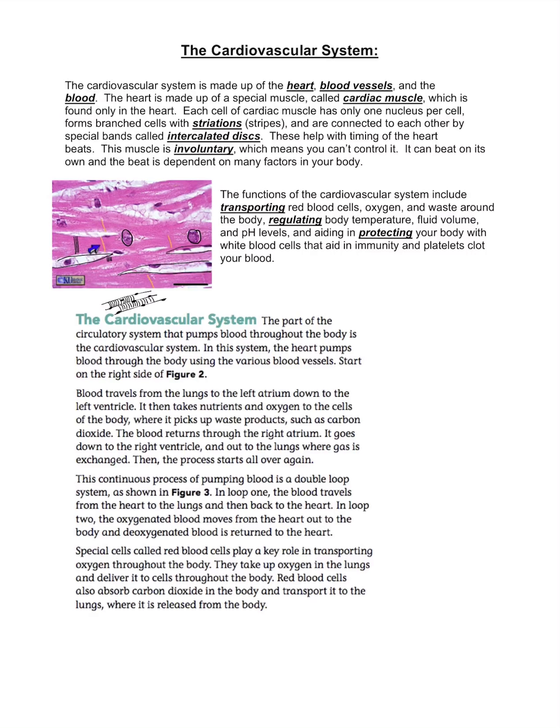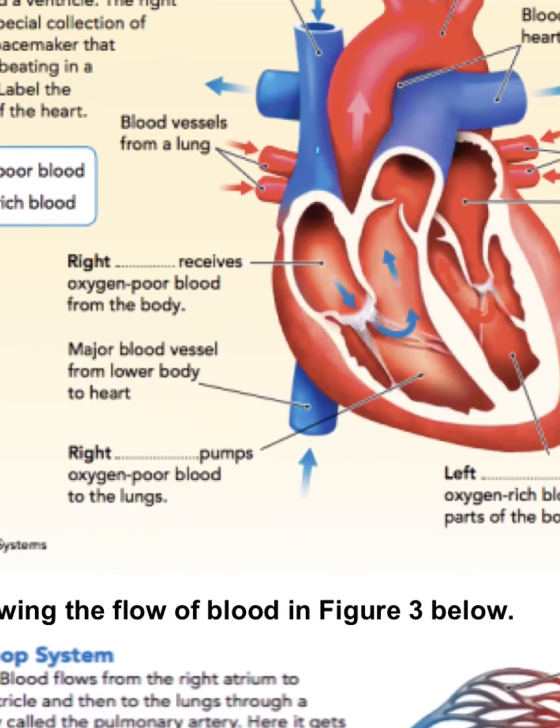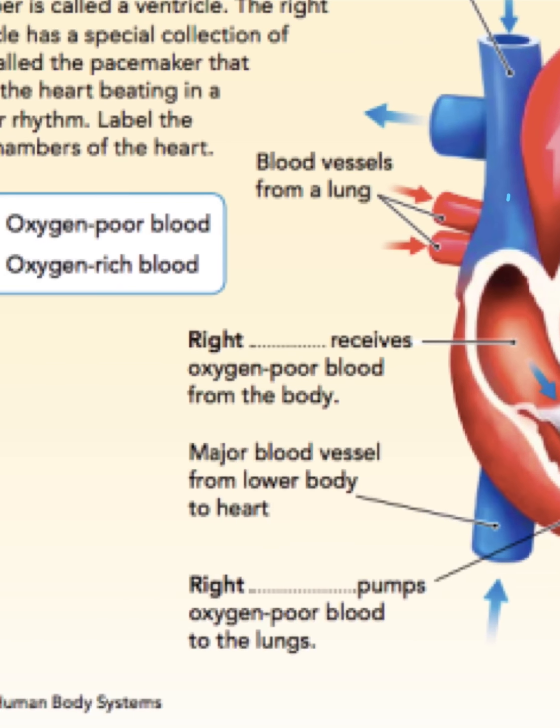So let's jump into this reading here. The part of the circulatory system that pumps blood throughout the body is the cardiovascular system. In this system, the heart pumps blood through the body using the various blood vessels, starting on the right side of figure 2. So I'll take a look over at figure 2 here. If you are using Google Docs, you should be able to double click on this picture. It'll open up bigger for you in order to write on it, and then also so that you can draw.